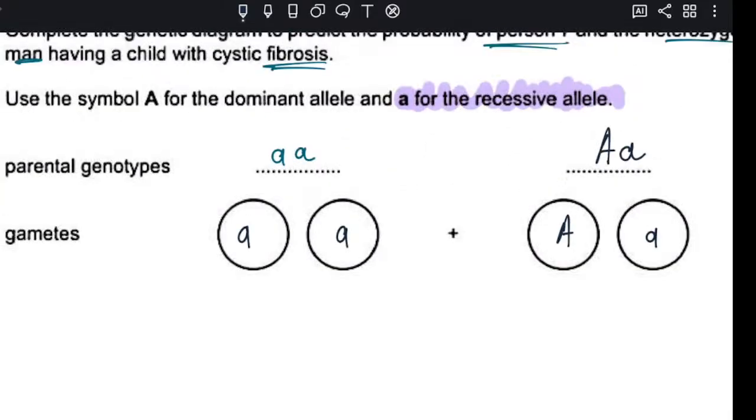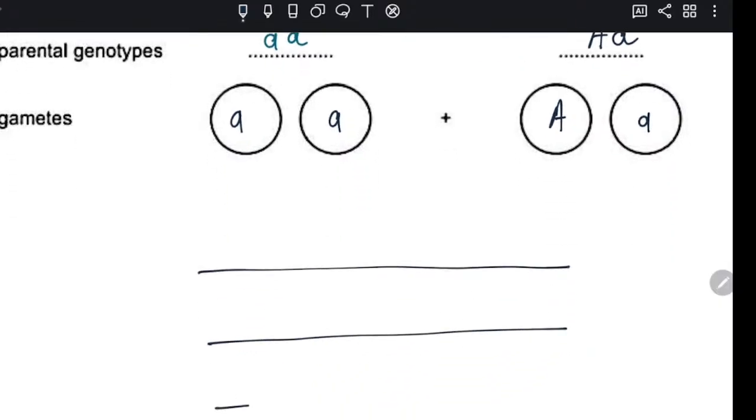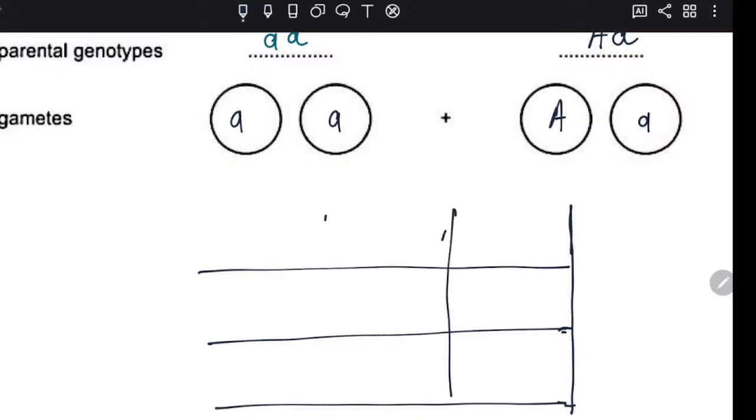We make our Punnett square. This is the easiest thing. Three lines, three lines. Don't forget. Put it like this to say 1, 2, 3. Then you start here, you say 1. Then you say 2. And you say 3, ending here. This is your Punnett square.